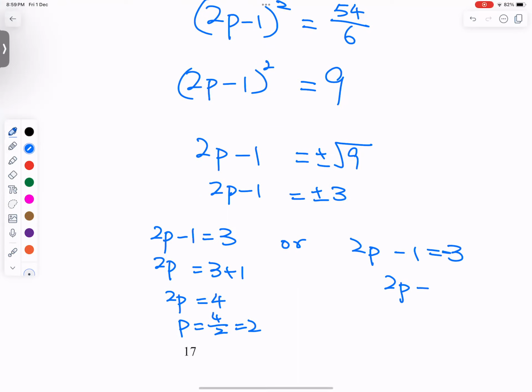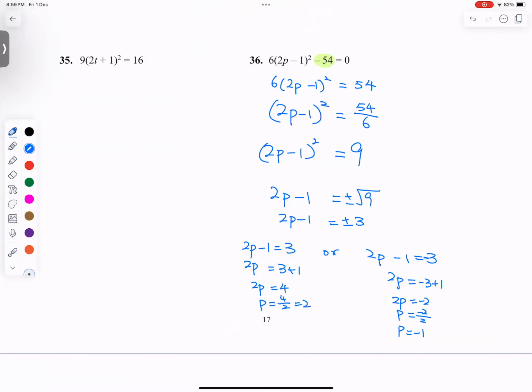Negative 3. So you get that as negative 1. So don't overthink for these questions. If something is divided, it goes to the other side first.